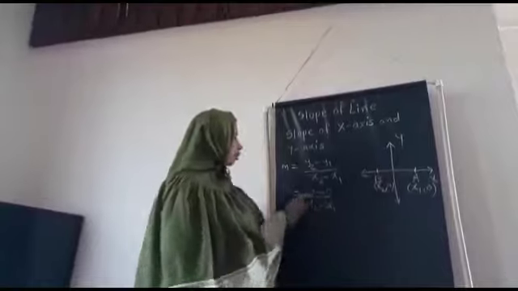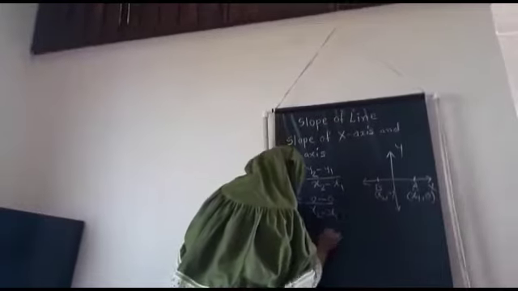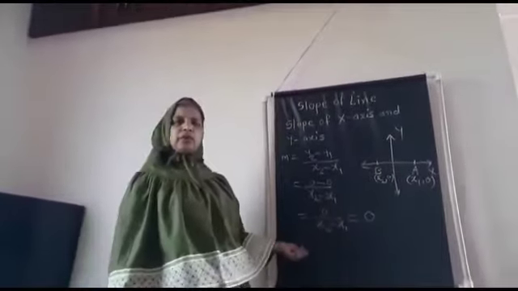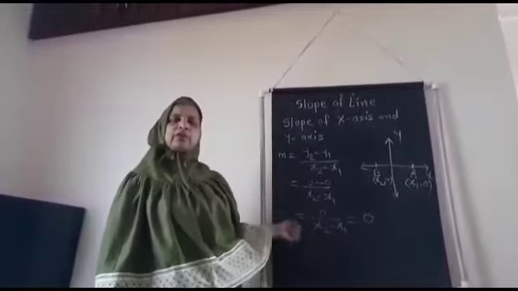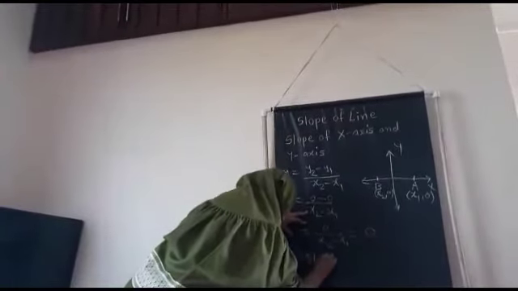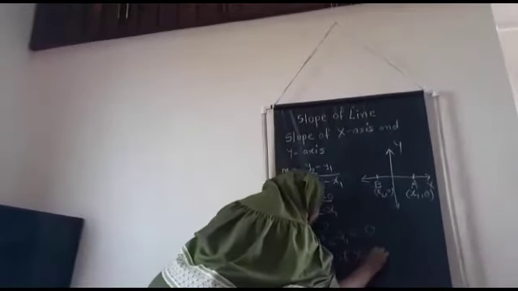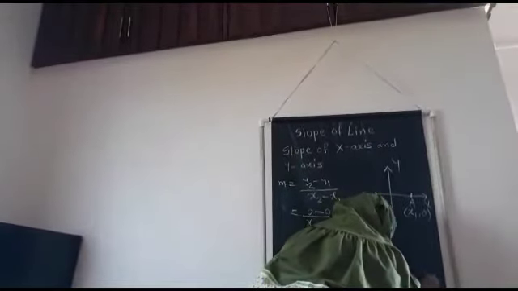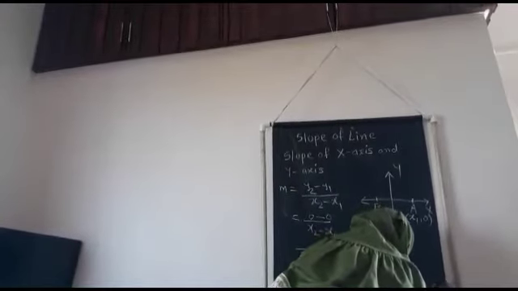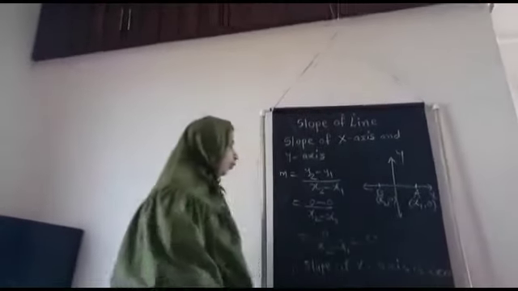Now in the numerator, 0 minus 0 subtraction is 0 only. So the answer is 0 upon x2 minus x1, which is equal to 0 because the numerator is 0. If the numerator is 0, the total fraction's answer is 0. Therefore, the slope of the x-axis is 0.